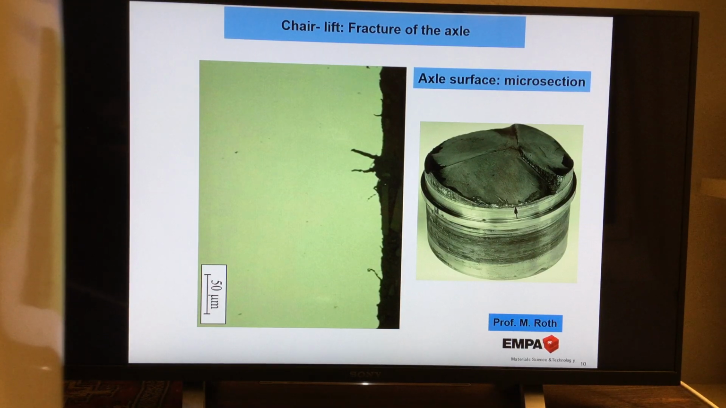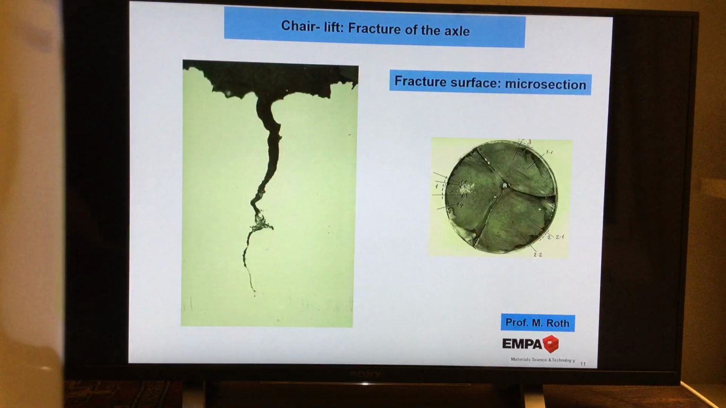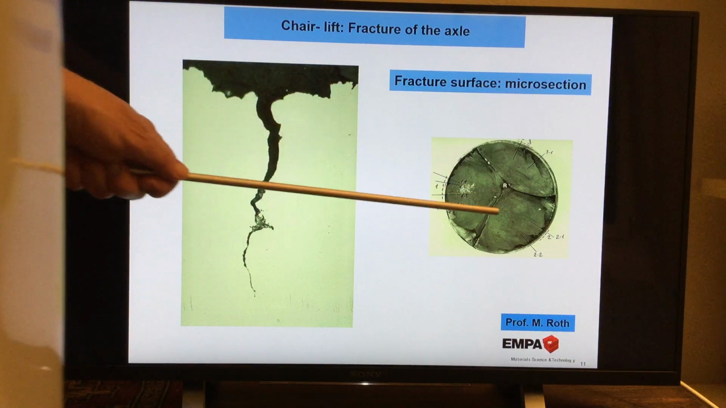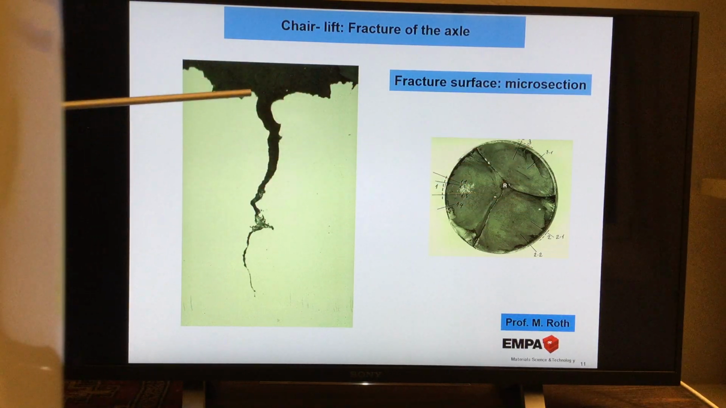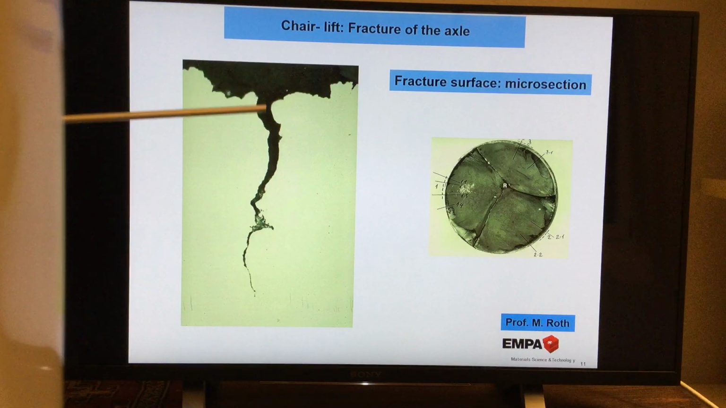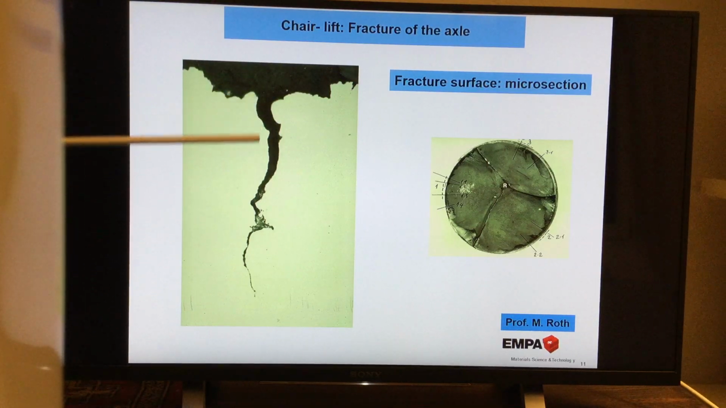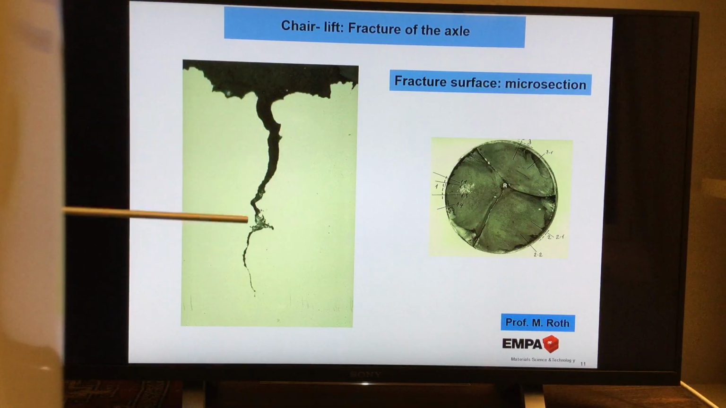Okay, at this point, there is also another example of how the corrosion really acts very crazy. We have here the fracture surface itself, somewhere inside, and there are even cracks perpendicular to the stress direction, only dominated by corrosion. This is another example.